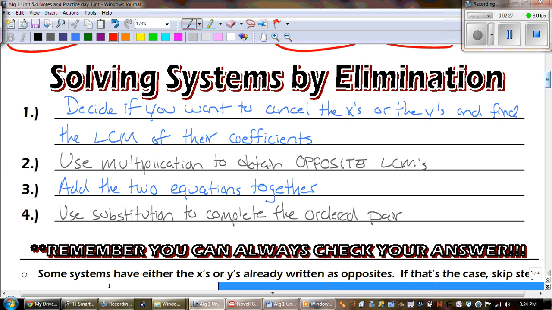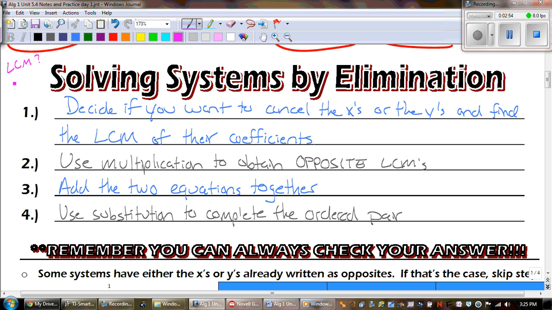So, solving systems by elimination. If it's going to take you a while to write this stuff down, pause the video and copy the notes. I am going to go through each of them though. Okay, so 1. Decide if you want to cancel the x's or the y's and find the LCM of their coefficients. Mr. Grice, what the heck does LCM mean?